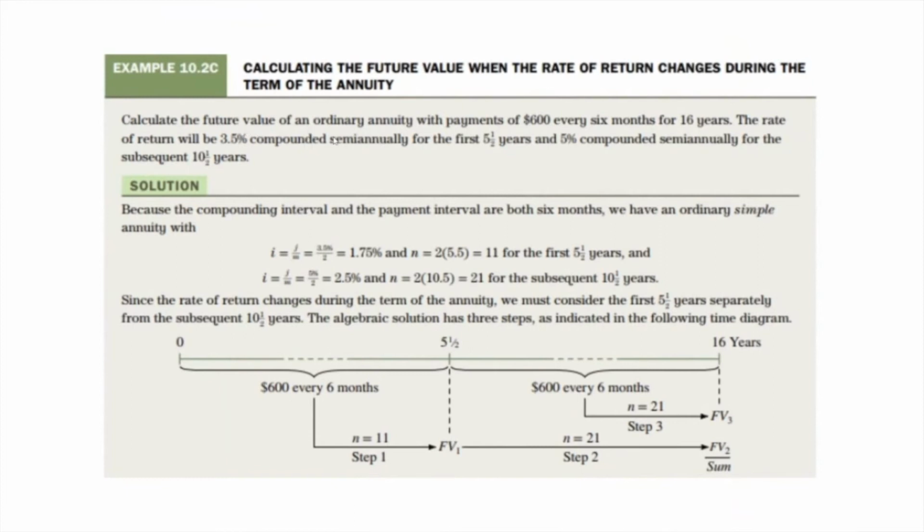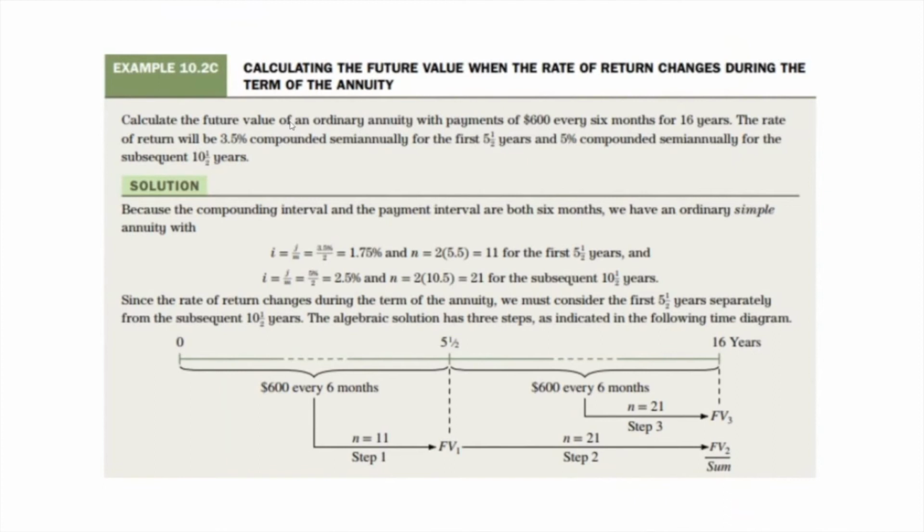We have to check to see if it's a simple annuity. We've got payments every 6 months, and compounded every 6 months. Semi-annual means every 6 months. So they're both the same, every 6 months, every 6 months. So by definition, it's an ordinary simple annuity. And all we need to do is the math on that. So in this particular case, we could look at it and say, this is 2 separate loans.